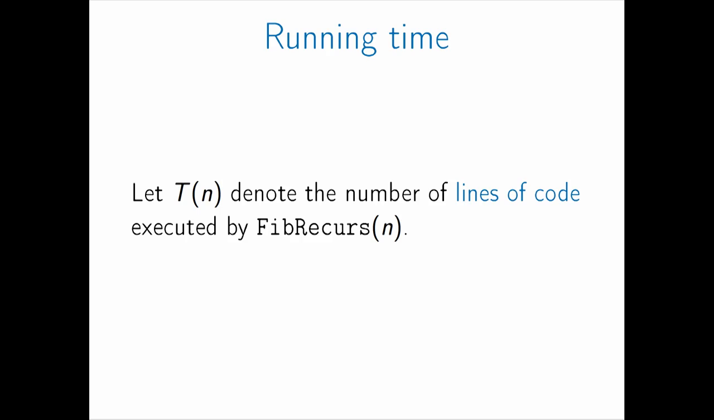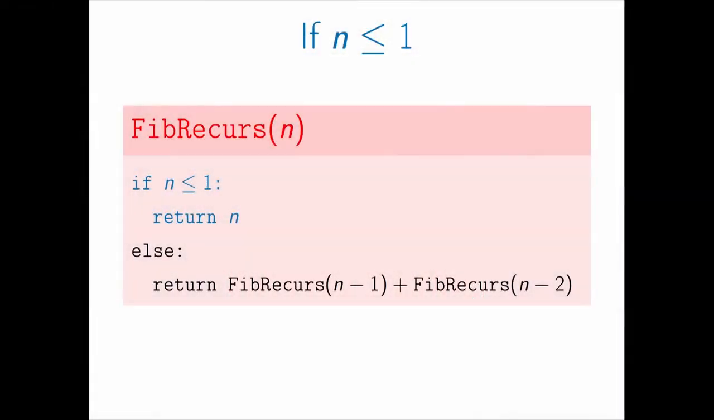And as sort of a rough approximation to this, we're going to let T(n) denote the number of lines of code that are executed by this algorithm on input n. So to count this is actually not very hard. If n is at most 1, the algorithm checks the if case, goes to the return statement, and that's 2 lines of code. Not so bad. If n is at least 2, we go to the if case, we go to the else condition, and then run a return statement. So that's 3 lines of code.